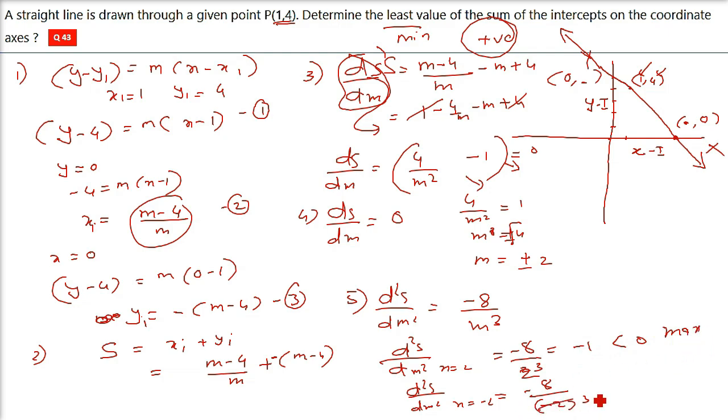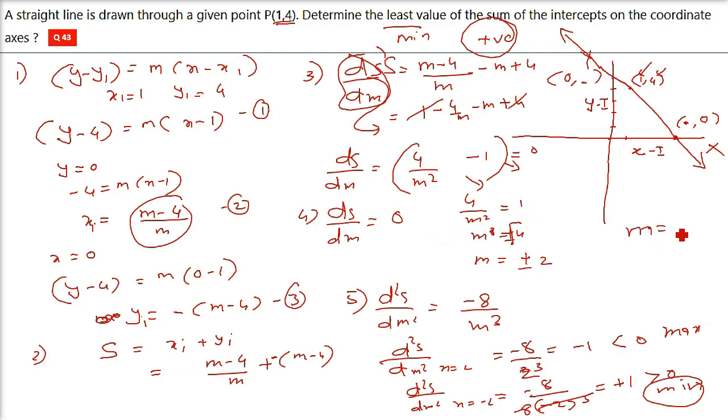When you have minus 2 whole cube, you will get minus 8, negative negative cancel, you will get a plus. So this plus is greater than 0. Minimum it is. So you get maximum and minimum. What are you going to use? Least means maximum you have to take. So for that, you have to take the plus 2.